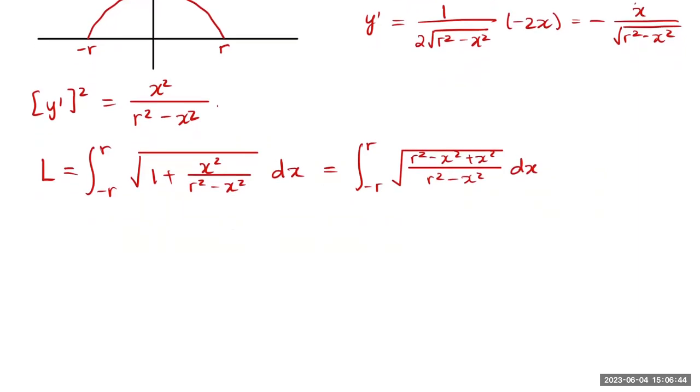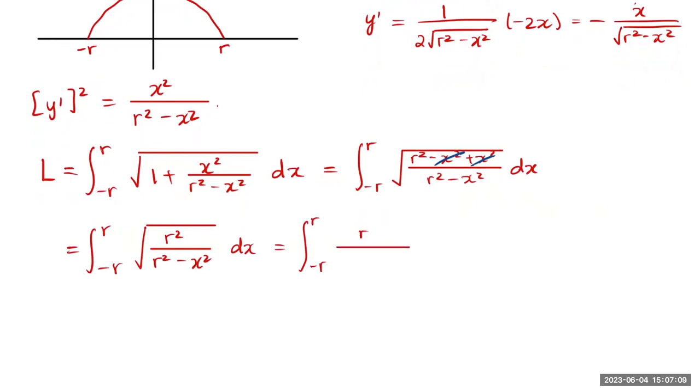The x squares then just cancel out each other. What we then have is the integral from negative r to r of the square root of r squared divided by r squared minus x squared, dx. Then this is the integral from negative r to r of r divided by the square root of r squared minus x squared, multiplied by dx.